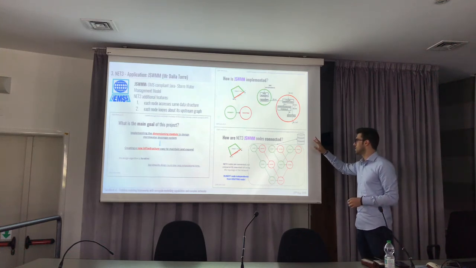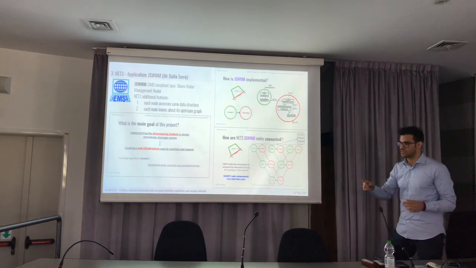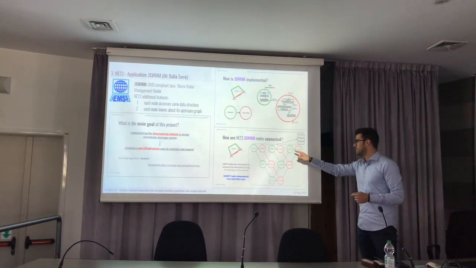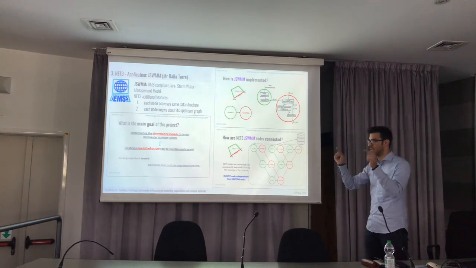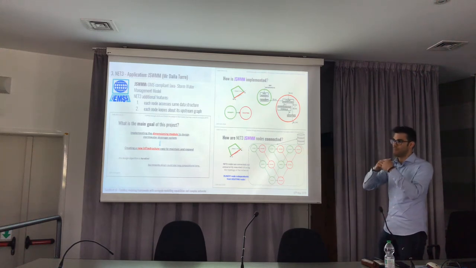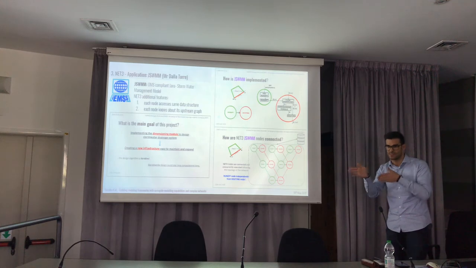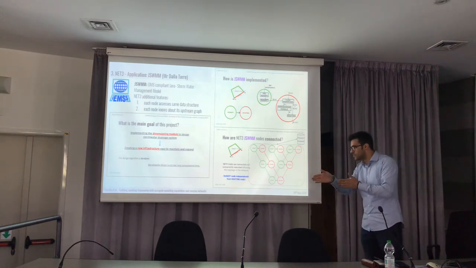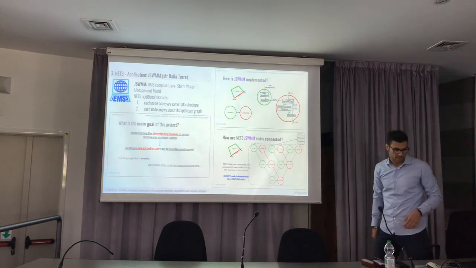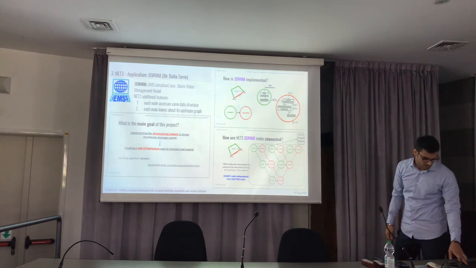A few features here. JSWIM requires access to a single data structure, so each node of NAT3 can access concurrently, so read concurrently the same data structure, but of course when it comes to writing to the data structure, you kind of screw up a little bit, so you need to queue all the threads and make sure that they're writing in the proper way.